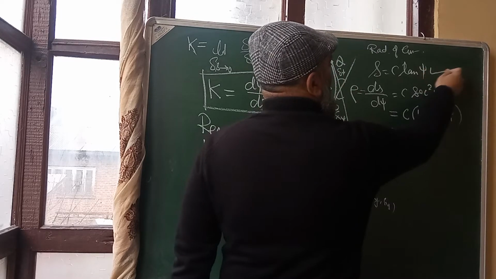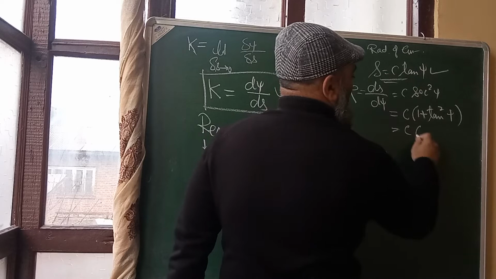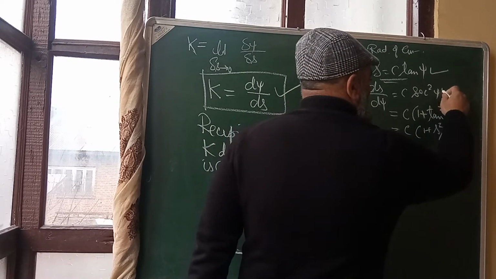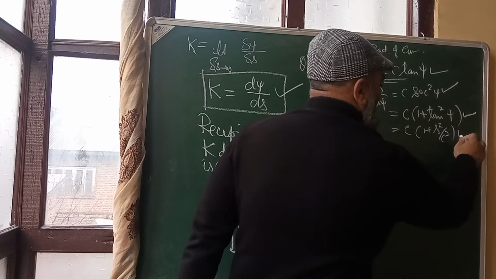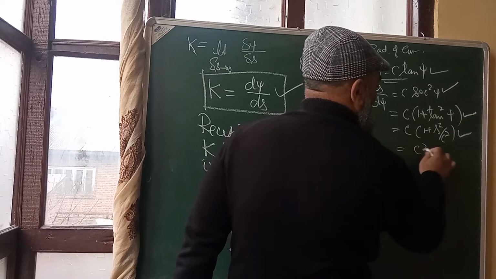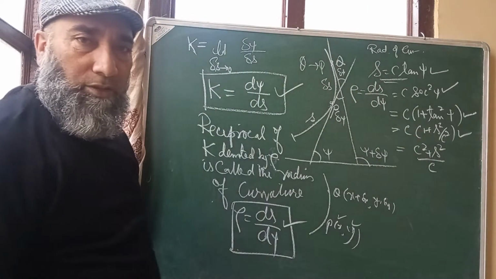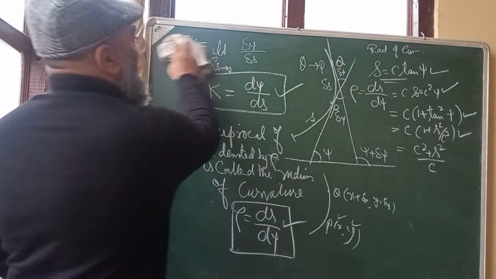You know tan psi is s by c. So c (1 plus s square by c square). You can write it in this form, or in this form. It is (c square plus s square) by c. This is the radius of curvature. Okay. Let me take one more example.